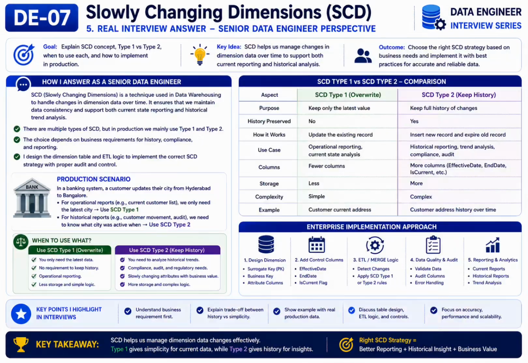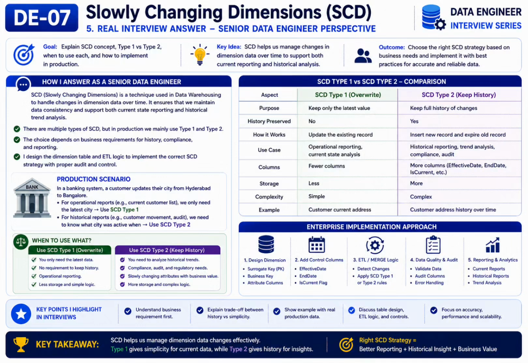Now we are in interview section. So here if the interviewer asks, explain slowly changing dimensions and the difference between type 1 and type 2, this is how we have to answer. SCD is a data warehousing technique used to manage changes in dimension tables over time. So the objective is to decide whether the previous value should be overwritten or preserved based on business requirements.